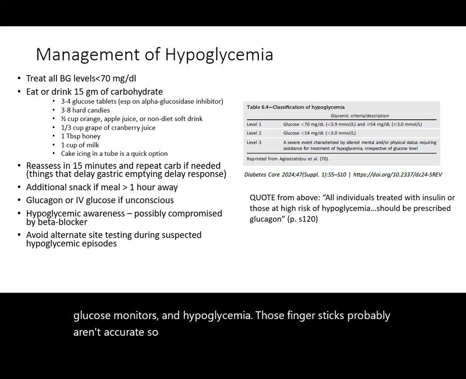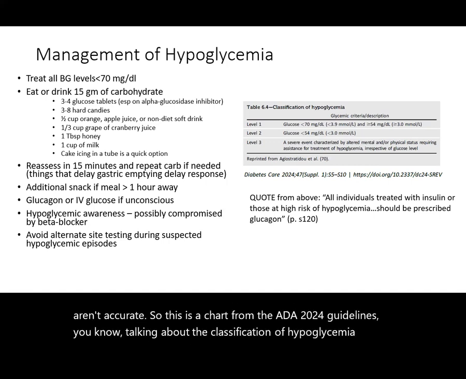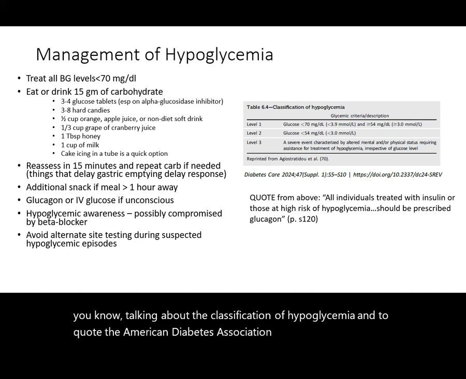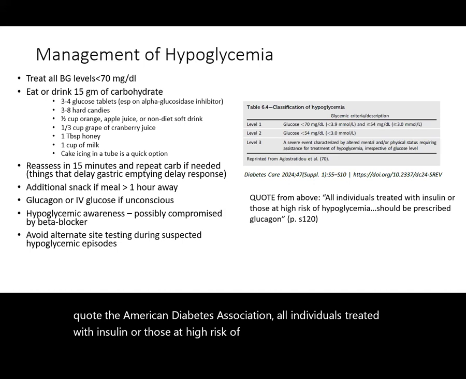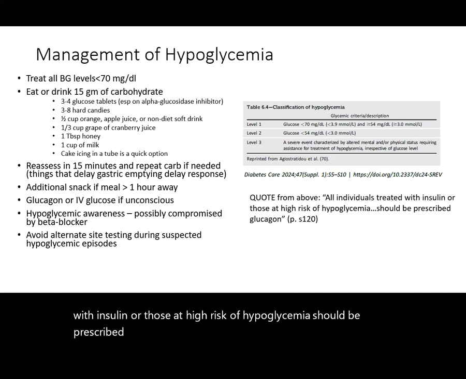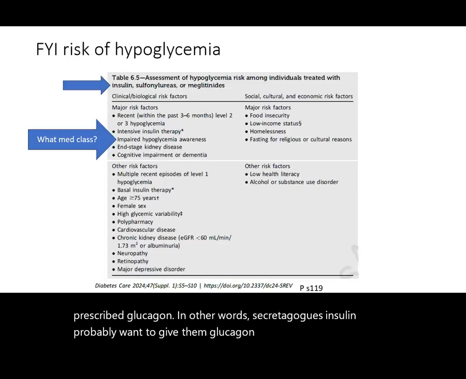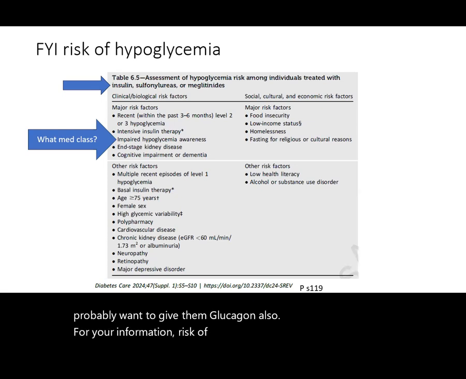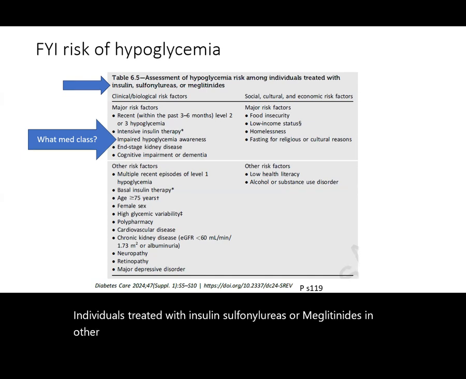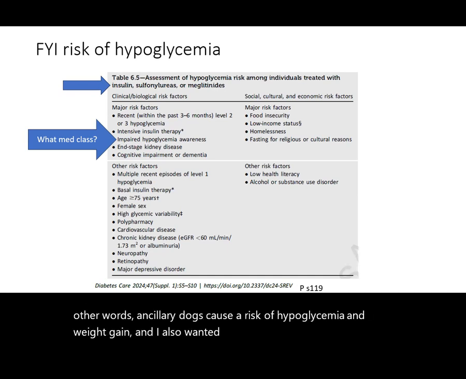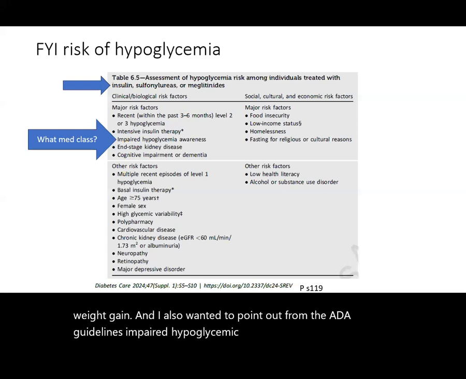So this is a chart from the ADA 2024 guidelines, talking about the classification of hypoglycemia. And to quote the American Diabetes Association, all individuals treated with insulin or those at high risk of hypoglycemia should be prescribed glucagon. In other words, secretagogues, insulin, probably want to give them glucagon also. For your information, the ADA guidelines state the risk of hypoglycemia is in individuals treated with insulin, sulfonylureas, or meglitinides. In other words, insulin or secretagogues cause a risk of hypoglycemia and weight gain. And I also wanted to point out from the ADA guidelines, impaired hypoglycemic awareness, beta blockers, right?